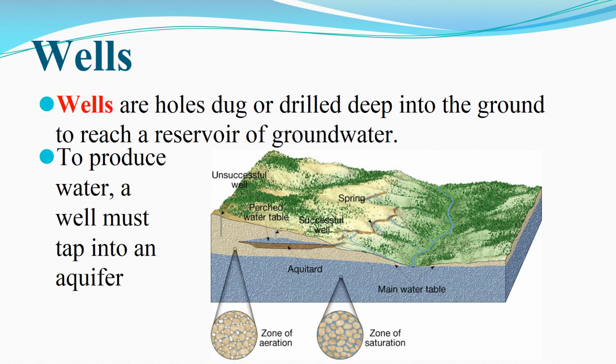So wells are dug or drilled deep into the ground to reach a reservoir of underground water. So you dig a hole and dig a hole until we find the area of water. And once you produce the water, a well must tap into an aquifer. Once it gets in there, it's a never-ending water cycle.